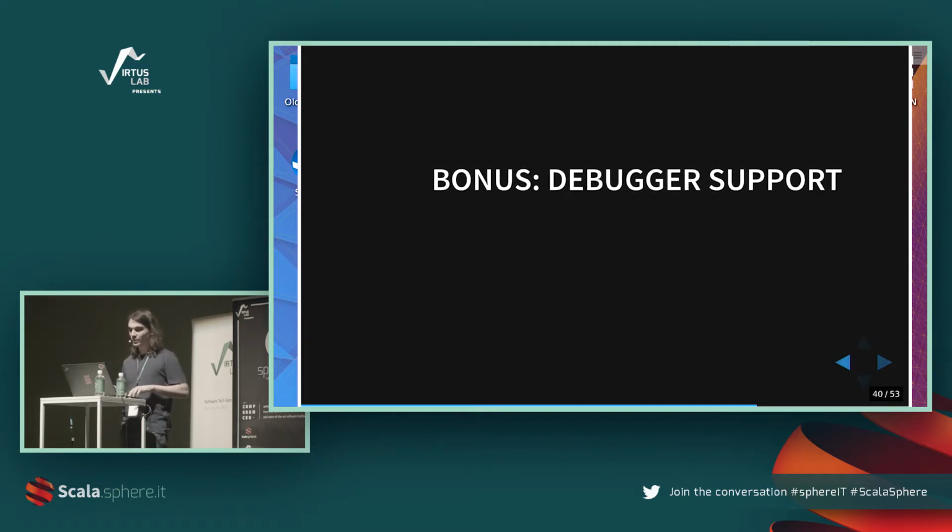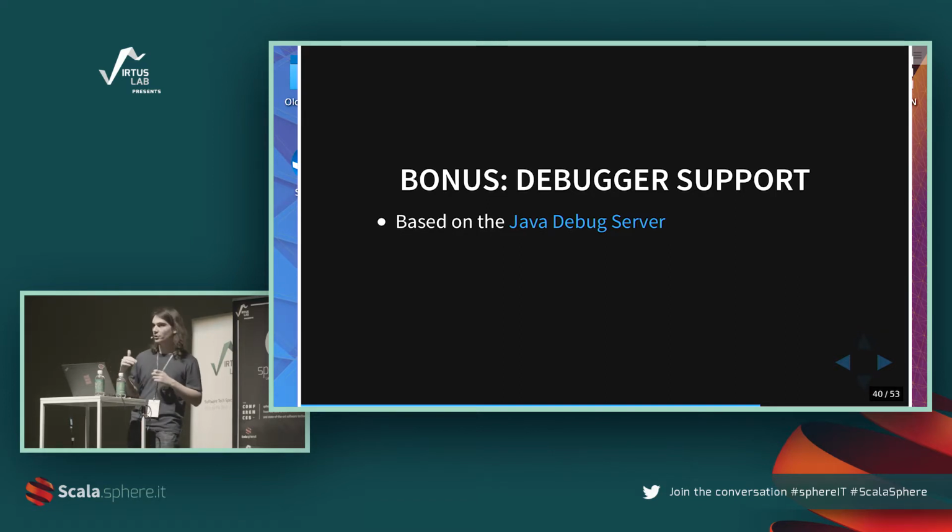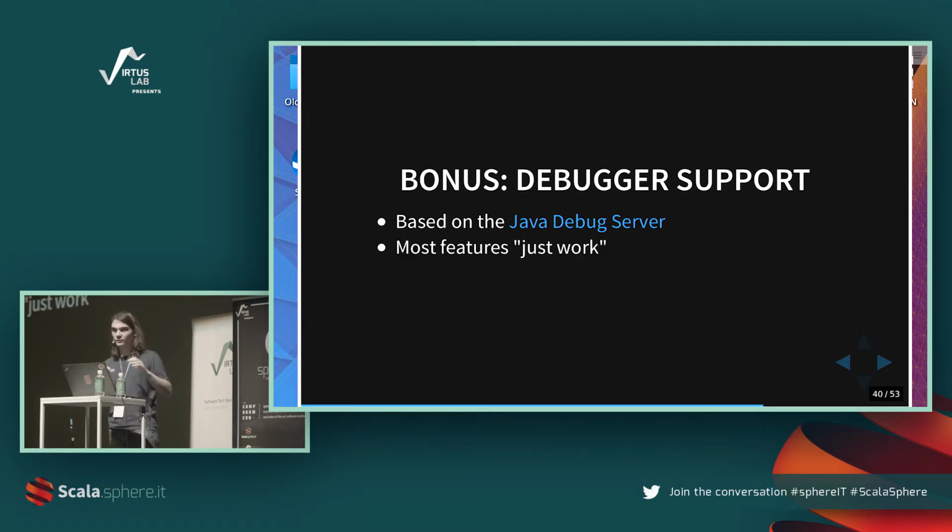And I still have a bunch of time, so bonus is debugger support, which is something that looks like it'd be very hard, but thankfully there's something called the Java debug server, which was implemented by Microsoft. It's only for Visual Studio Code because Visual Studio Code is the only implementation of the debug protocol for now. I hope other IDEs start implementing it. And because Scala compiles to Java bytecode, making a Dotty debug server was very easy on top of that. Most of the stuff just works. I'll show you a demo later on.